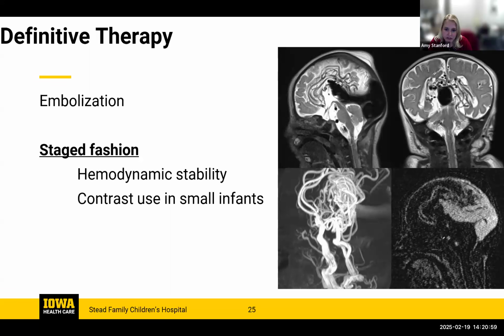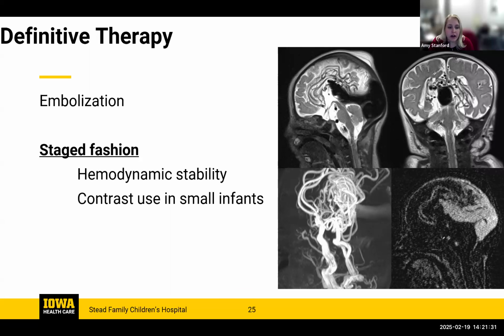So after stabilization and optimization, the mainstay treatment for vein of Galen is endovascular embolization via transvenous, transarterial, or a combined approach in order to embolize those feeder vessels to the malformation. It's imperative that this occurs in a staged fashion in order to allow continued hemodynamic stability and secondary to the limitations of the amount of contrast that's able to be used in such small infants.